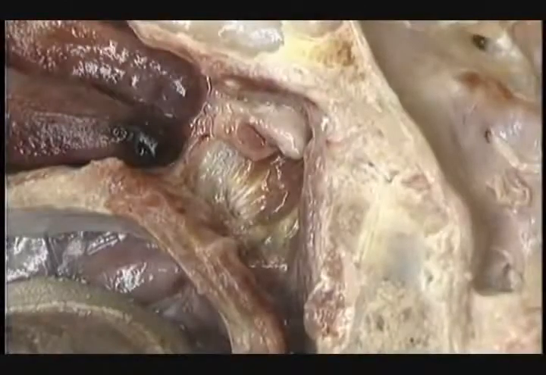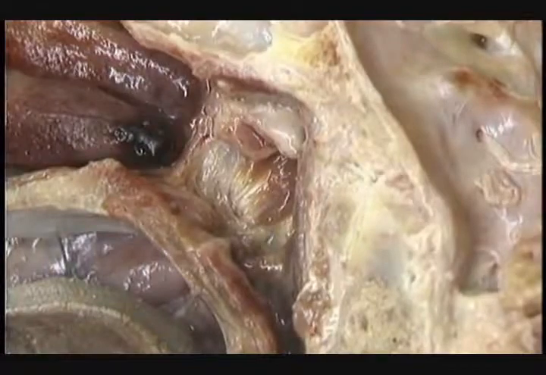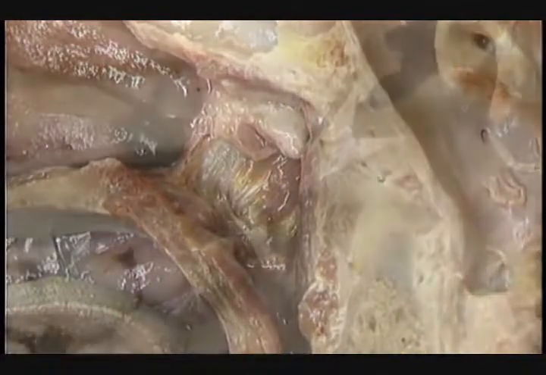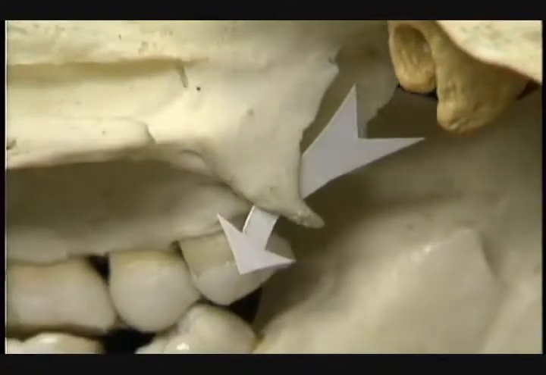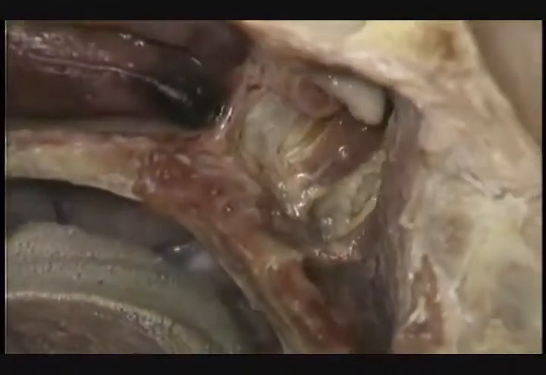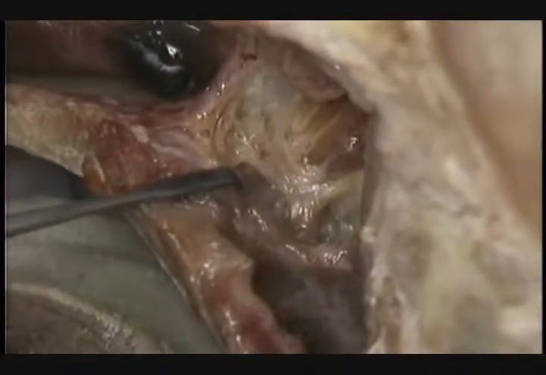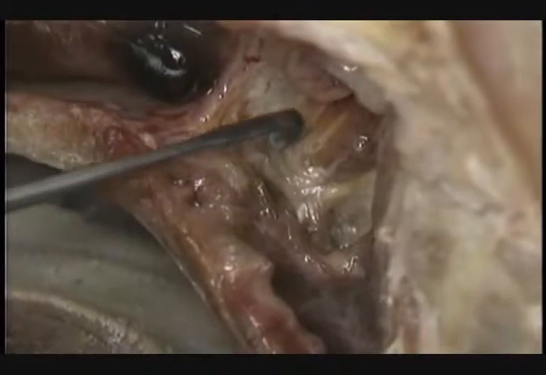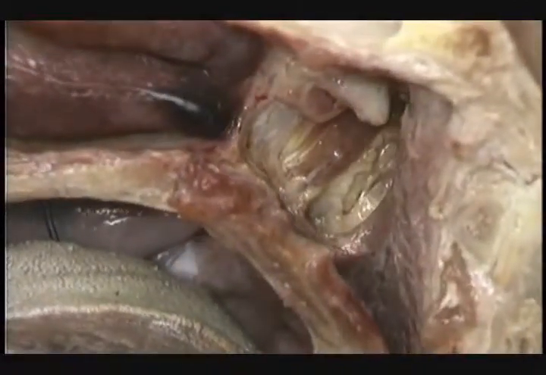downward and forward towards the pterygoid hamulus, which is here. The tendon of tensor palatii makes a complete 90-degree turn round the pterygoid hamulus. Here's the tendon emerging. It passes medially to insert on the palatal aponeurosis.